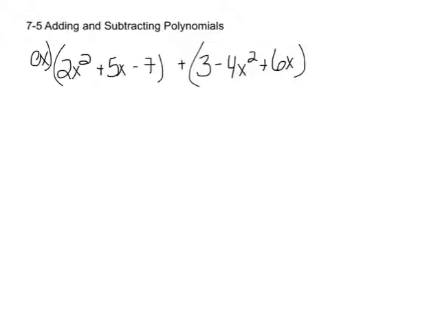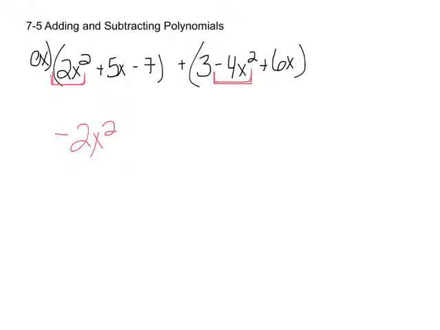So think of our like terms. We need to combine things that look the same. So if I have a 2x squared, I need to match that up with something else that is an x squared. And that term would be this minus 4x squared. So a 2x squared minus 4x squared equals negative 2x squared.